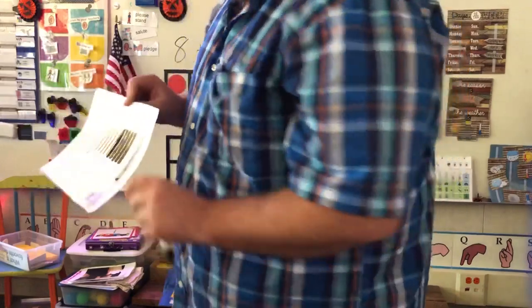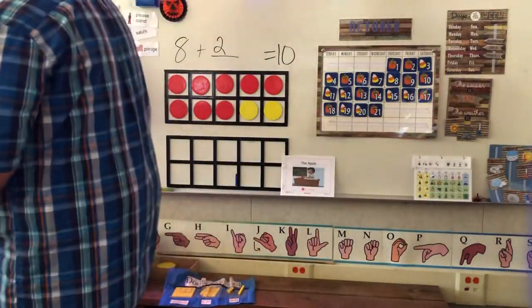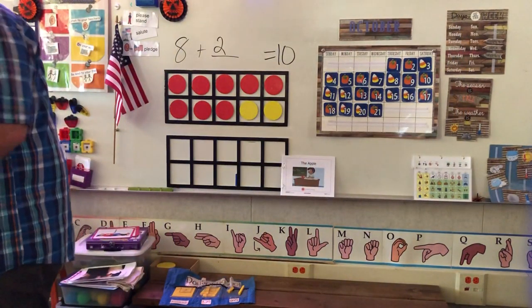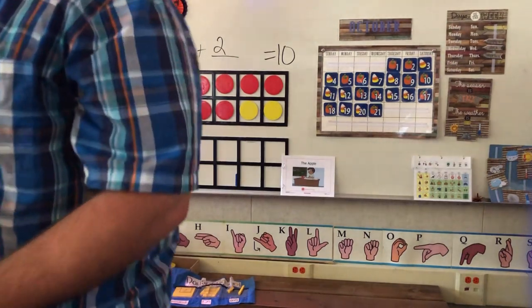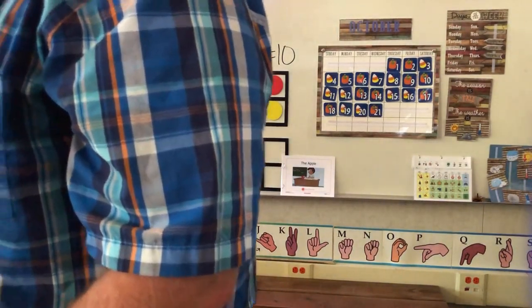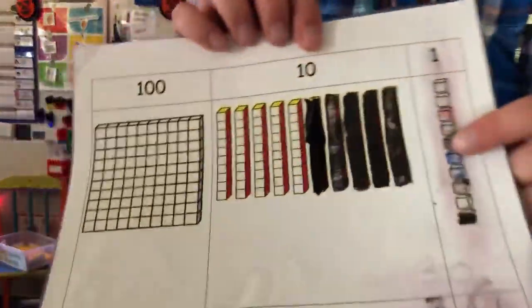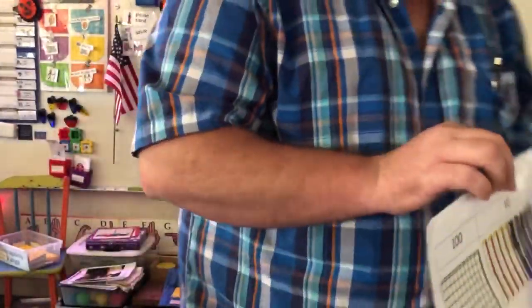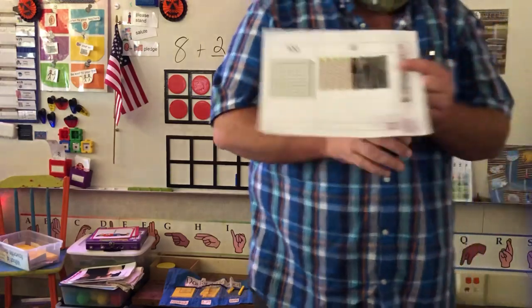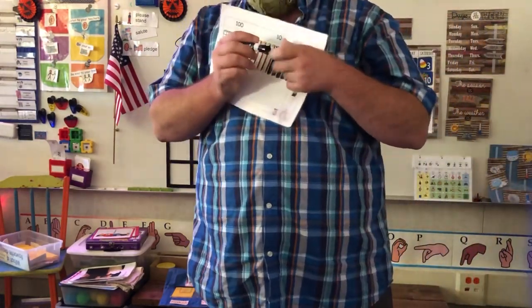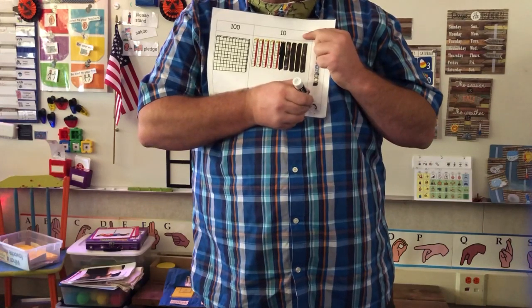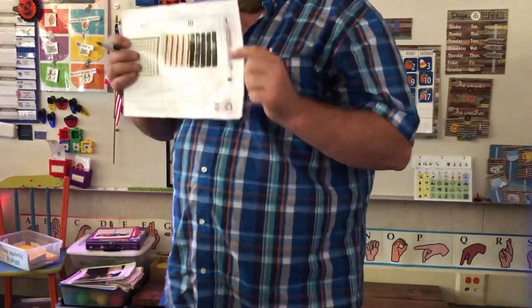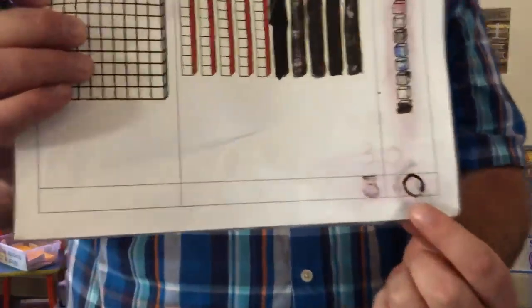So now, how many ones do we have? Zero. We don't have any ones. Right? It moved to a 10. So in our ones column, we need to write zero. We have no ones.